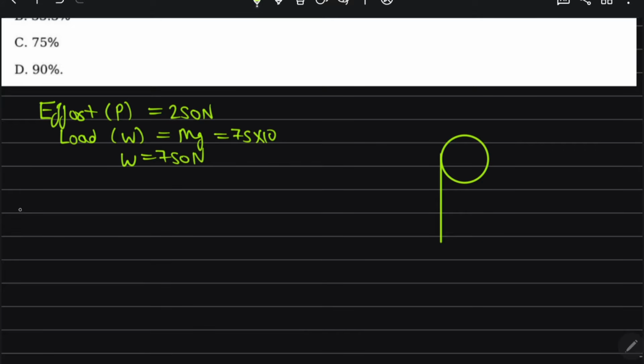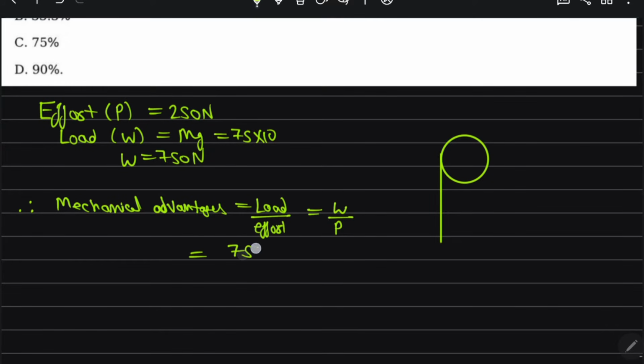So mechanical advantage is basically load divided by effort. Load is basically W and effort is basically P. So weight is 750 divided by effort 250, that comes out to be 3.